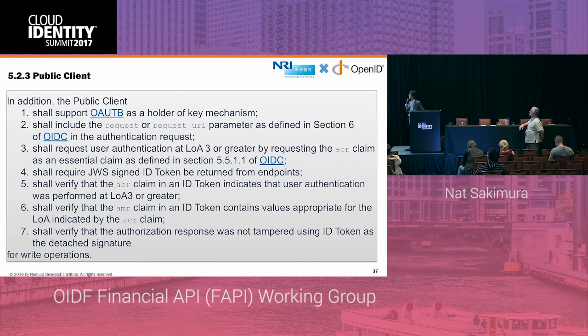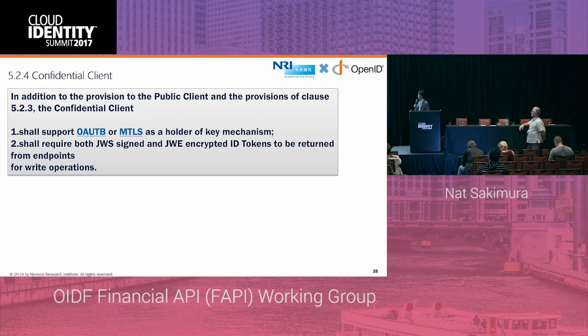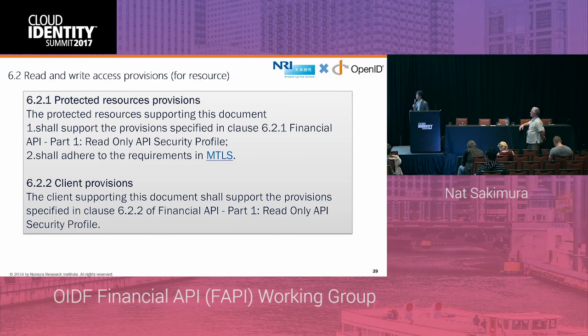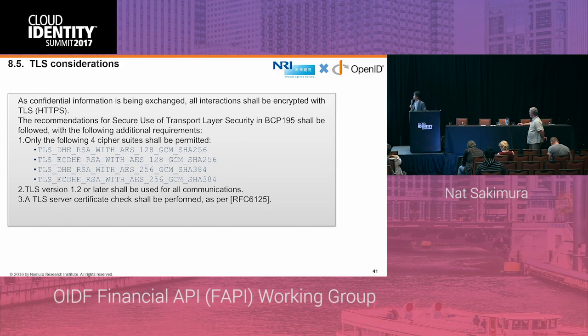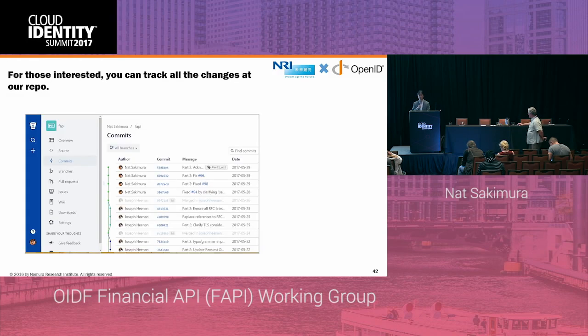And public clients have these conditions, and confidential clients have these conditions in addition. And protected resources have two conditions as written here, and the client shall support these provisions. Okay, that's not too many things. And then we have defined the request object endpoint as well. And there are TLS considerations. We are only allowing these safe ciphers.